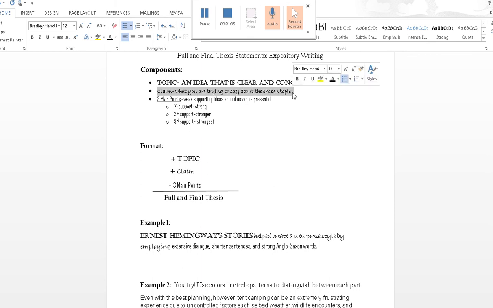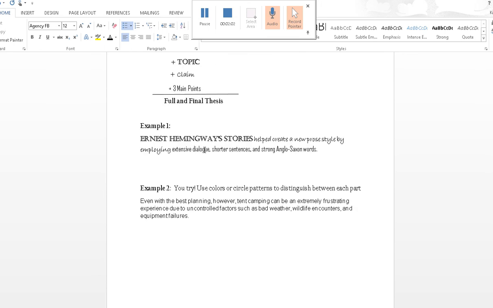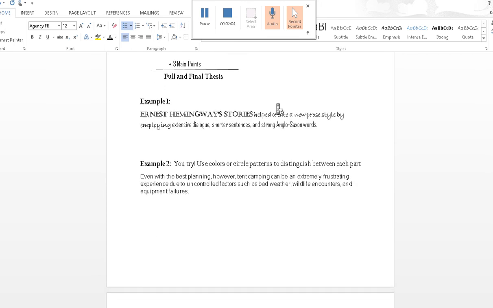Remember, this is not a persuasive paper. You are not persuading that one profession is better than another or that someone should become the profession that you're discussing. You're just informing your reader about it. And then 3 main points in order of strong, stronger to strongest. So this is what you are using to discuss your claim or to discuss your topic. So it's topic plus claim plus 3 main points equals full and final thesis.